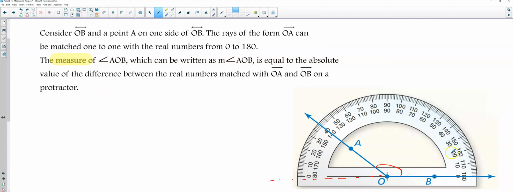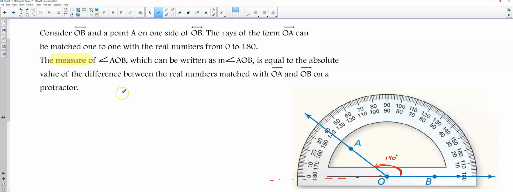This one is at 0 using the inner scale, and it's opening to the left. See how OA opens to the left. Notice in the inner scale, OA measures at 140 degrees. So 0 all the way to 140 degrees. So basically, this angle measures 140 degrees. And the reason they say the absolute value is because if you take the difference of 140 minus 0, that's 140, and the absolute value of 140 is still 140, so that is 140 degrees.